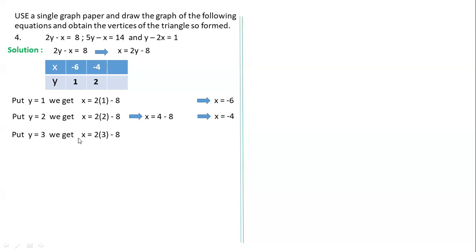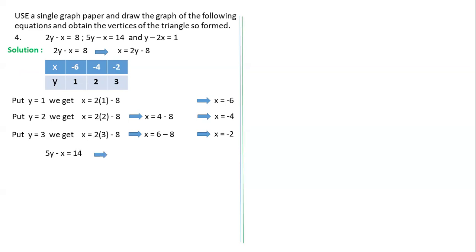Put y is equal to 3, x is equal to 2 into 3, 6, 6 minus 8. So x is equal to minus 2. It is minus 2 here, and this is 3. Okay, we have calculated 3 values for the first equation. Let us take the second equation.